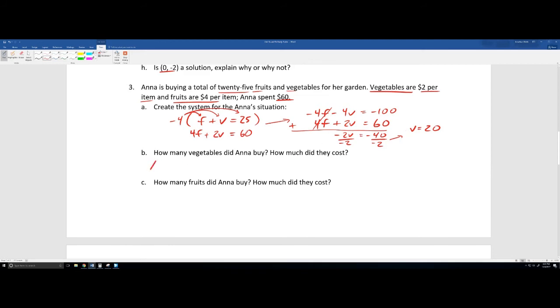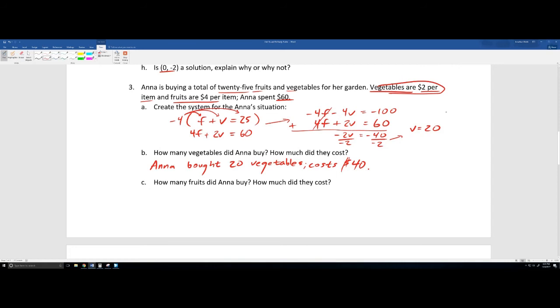So Anna bought 20 vegetables. Vegetables, if I can spell that. Sorry, it's late. How much do they cost? Well, didn't we say it was $2, right? $2 per vegetable. So 20 times 2, right? So it costs $40.